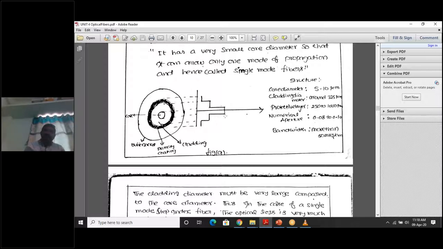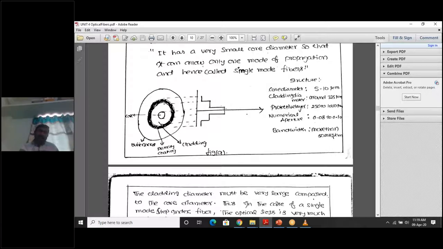Here, the refractive index of core, cladding, and air varies step by step. So this is one step, this is the second step, this is the third step. Hence, it is called a step index optical fiber. Once again, you see, these dotted lines represent core, and this straight line represents the refractive index of core. These dotted lines represent cladding, and this straight line represents the refractive index of cladding.